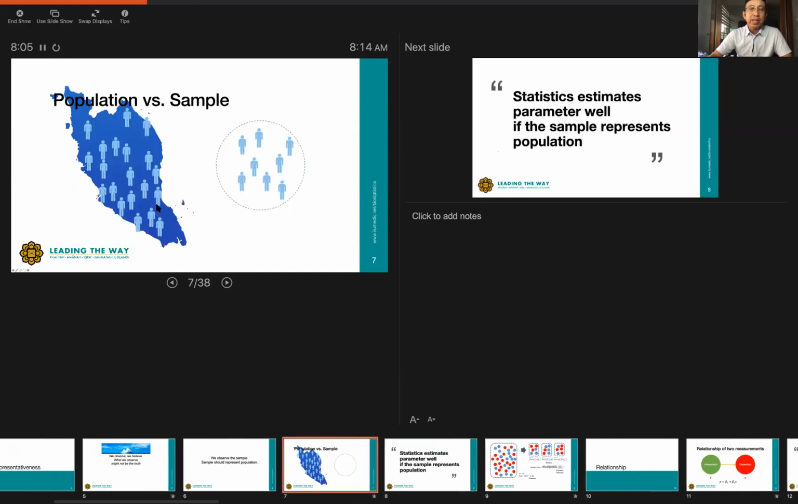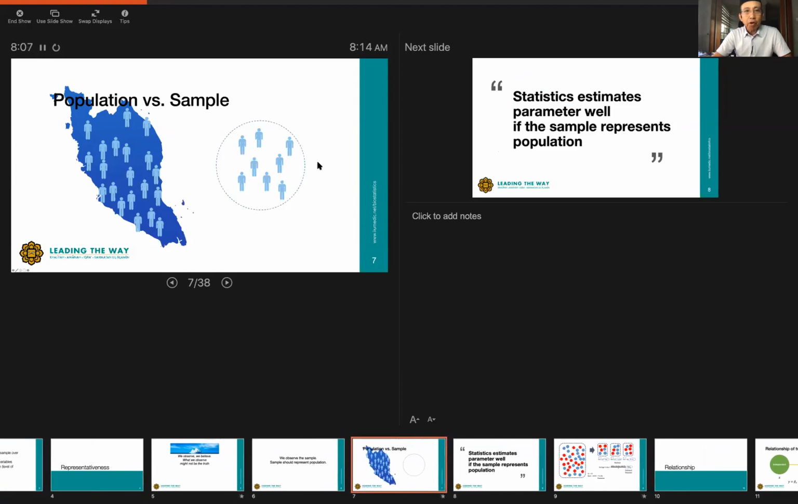Okay, again, I go to this slide. If this small group of samples really represents Malaysia, then this value here might be able somehow to represent the population. So the key point here is that everybody in Malaysia must have an equal chance to be selected. Everybody in Malaysia has an equal chance to be the sample. So that is a very important rule of sampling.